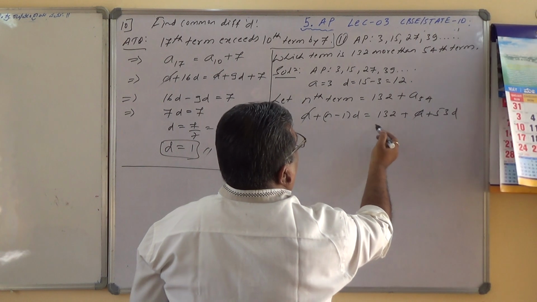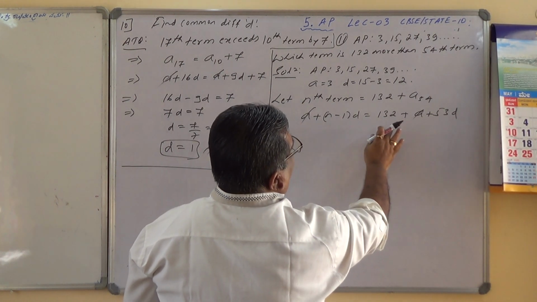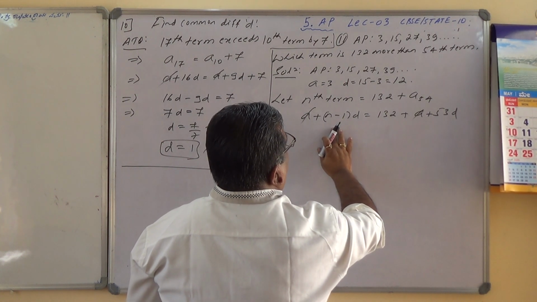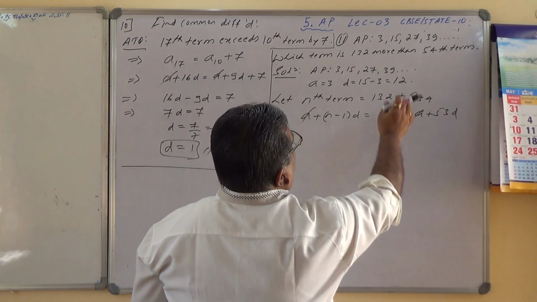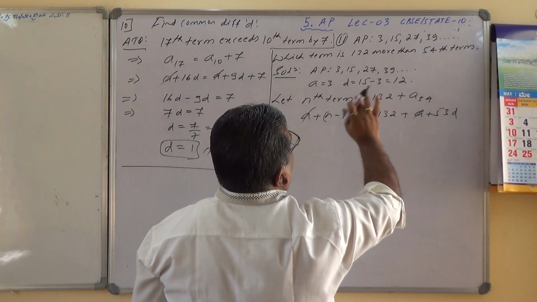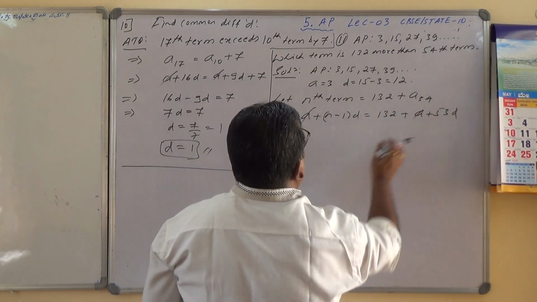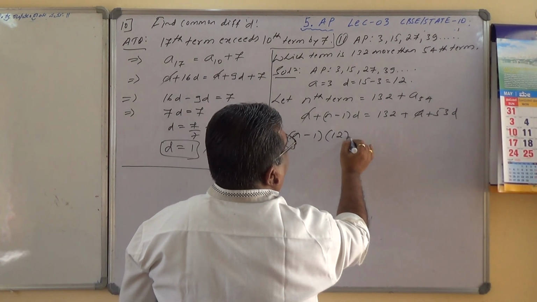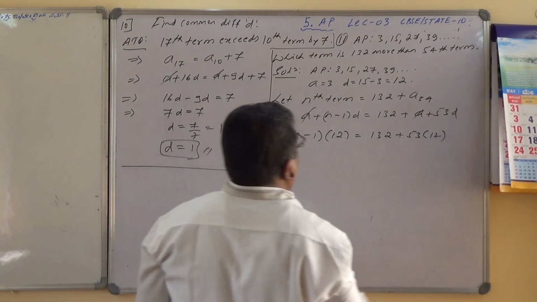Now what we'll do here, nth term A plus n minus 1 into D is equal to this. Any other information is given? A is given to you, D, yeah, fine, you can find out, no? D already we know here. So n minus 1 into D is how much? 12. 132 plus 53 times 12.